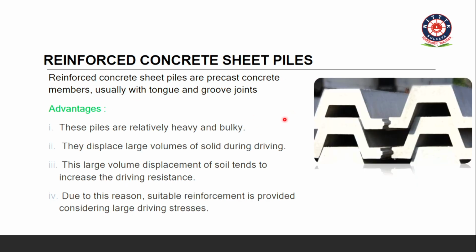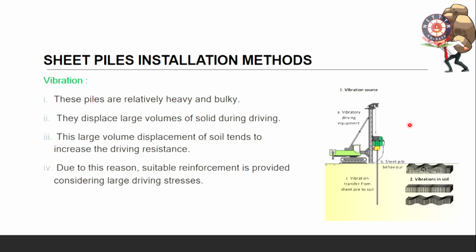So you have different types of sheet pile. This is called a reinforced concrete sheet pile. This is an all precast concrete member that is usually with tongue and groove joints. You can see these joints. And these piles are relatively heavy and bulky, and this displaces a large volume of soil during driving.